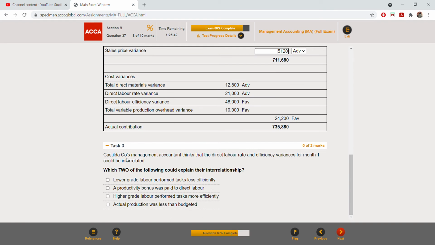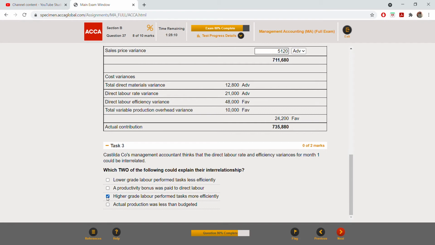Coming to task 3. The management accountant thinks that the direct labor rate and efficiency variance for month 1 could be interrelated. Which two of the following could explain the interrelationship? Lower grade labor performed tasks less efficiently. Bonus productivity was paid to direct labor. Higher grade labor performed tasks more efficiently. Actual production was less than budgeted. Which two could be interrelated? So two you have to name.